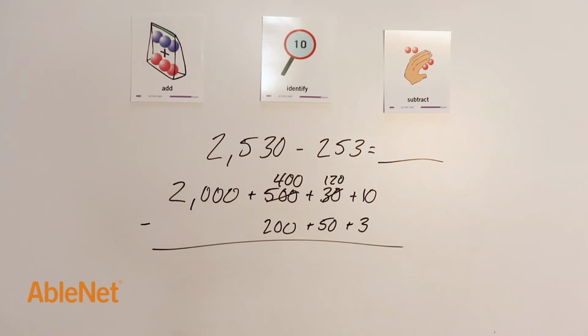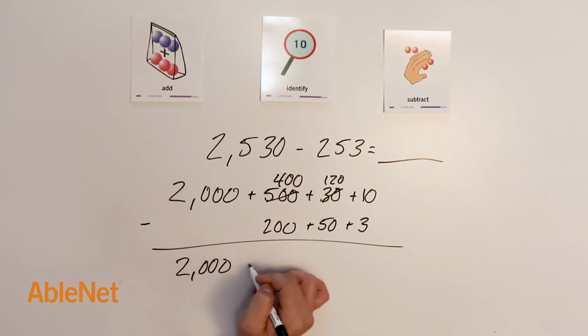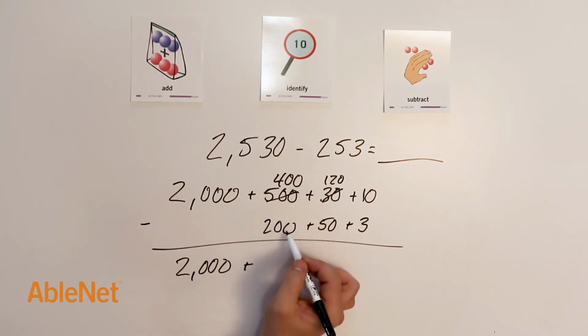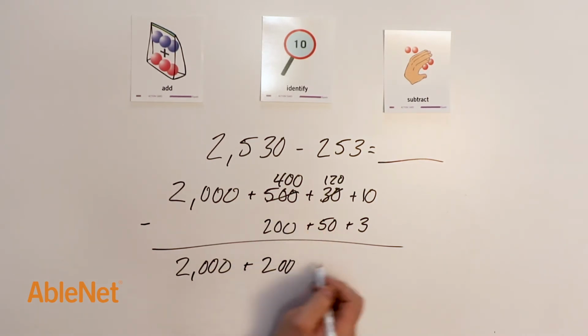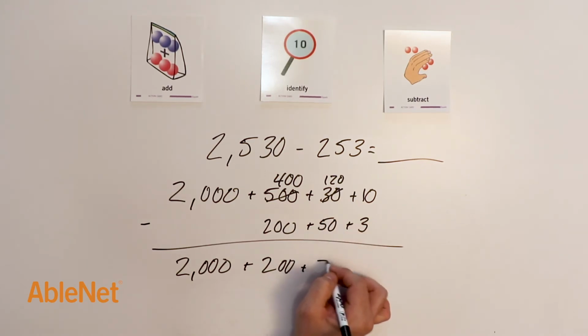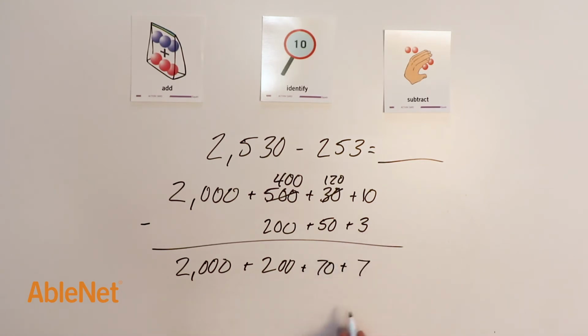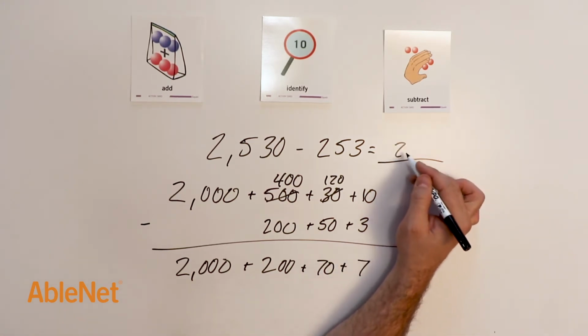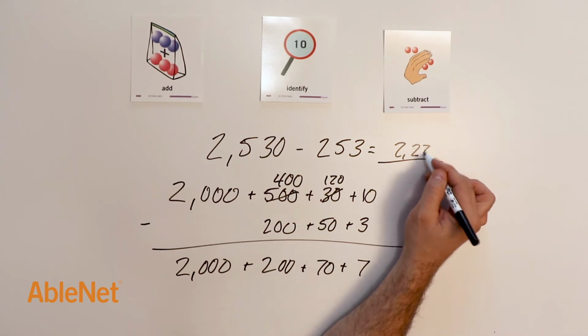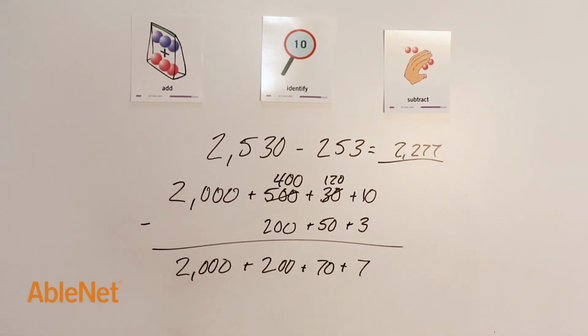Now I can subtract. 2,000 take away 0 is 2,000. 400 take away 200 is 200. 120 take away 50 is 70. 10 take away 3 is 7. 2,000 plus 200 plus 70 plus 7 equals 2,277. Jodi won 2,277 tickets at the bowling game.